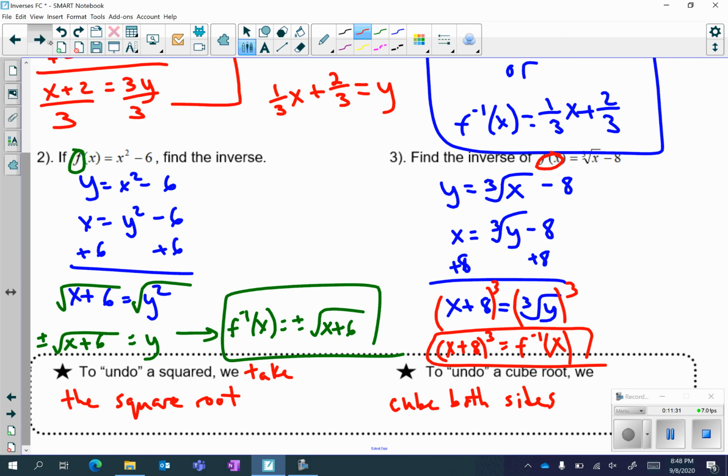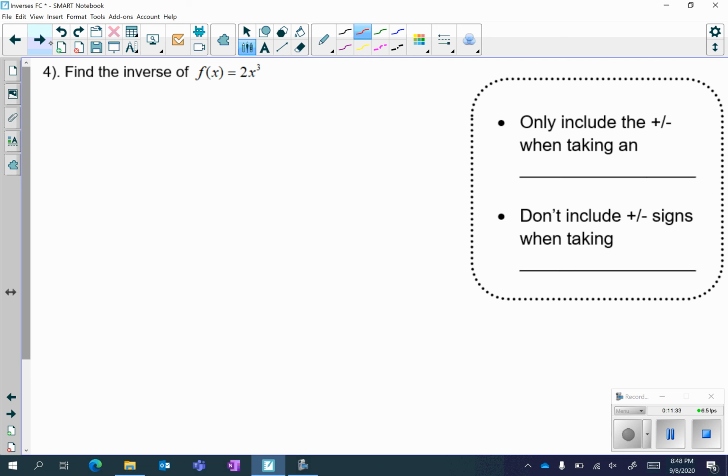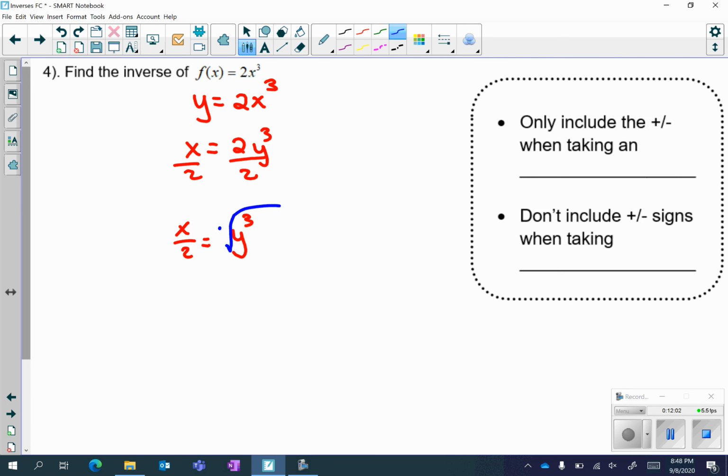Okay, we're going to do one more example. We're going to find the inverse of f of x equals 2x cubed. So we're going to write this as y equals 2x cubed. Switch x and y, and solve for y. So you're going to divide both sides by 2. And now in order to get y by itself, we have an exponent, so we need to take a root. If you have y cubed, you need to take the cubed root.